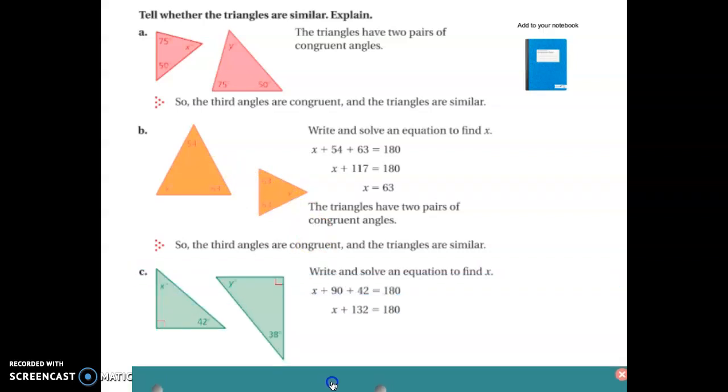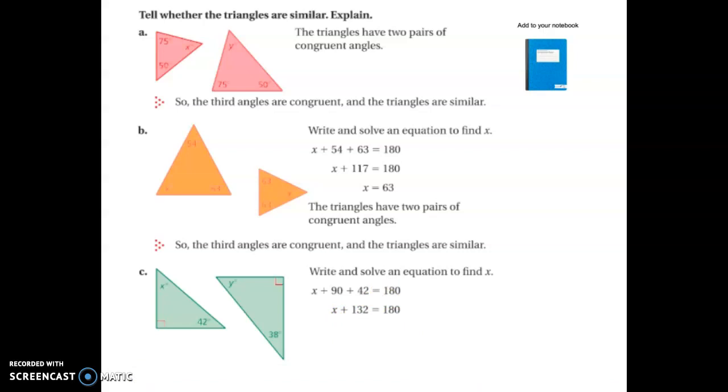All right. And this last one, letter C. So we wrote an equation to solve for X. X plus 90, that's that 90 degrees right there in that corner, plus 42, and that is equal to 180. 132 is equal to 180. Subtract 132 from each side, and we get X equaling 48. And we do not have two congruent angles, and so we don't have a third congruent. So we would say that these are not similar. They're just a little slightly different, but that's where we have to be really careful with this.